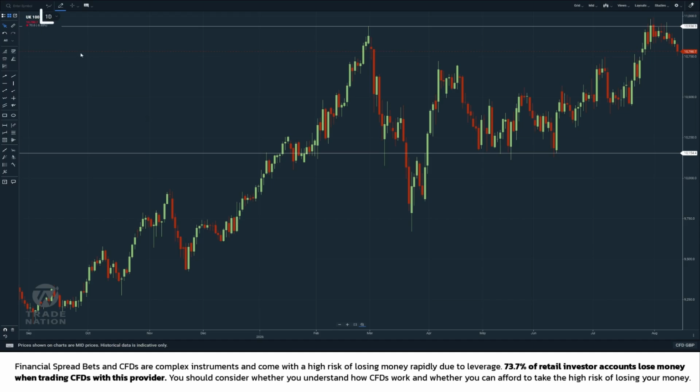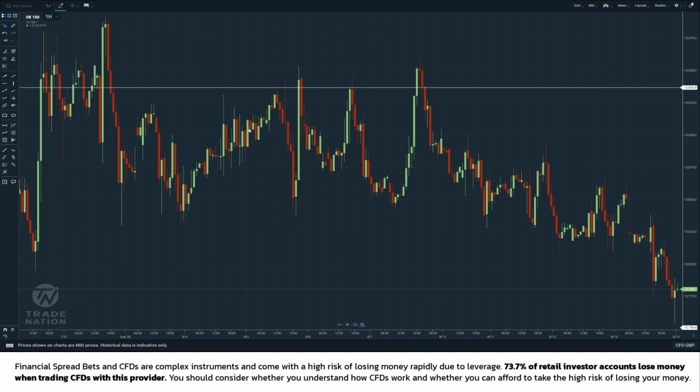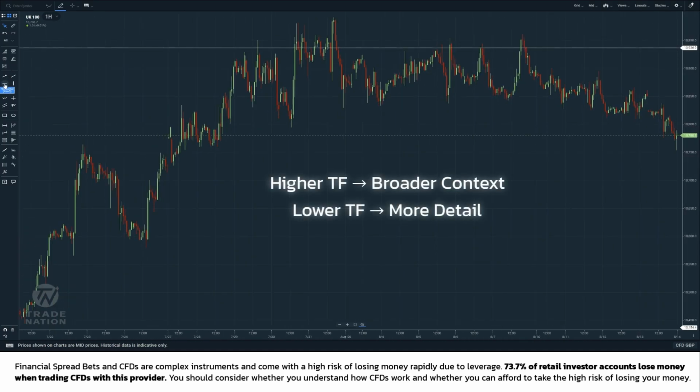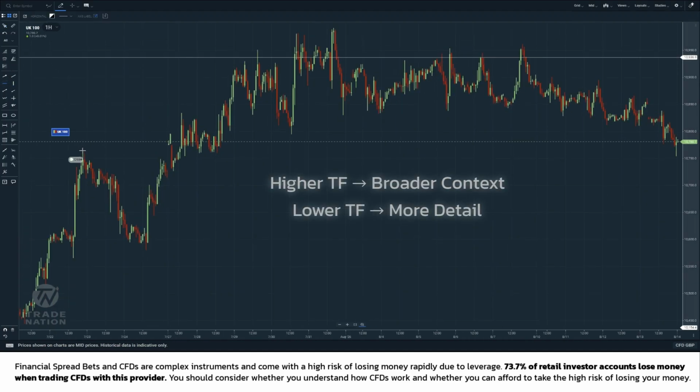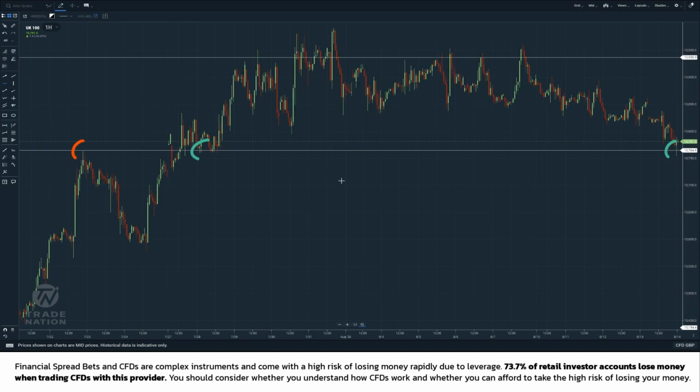It is also worth checking the level across different timeframes. A support or resistance area that is visible on a higher timeframe may provide broader context, while a shorter timeframe can show the individual reactions in more detail.